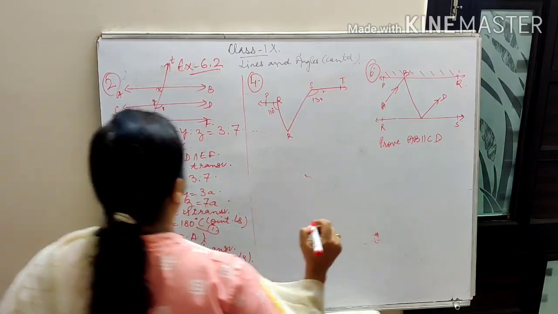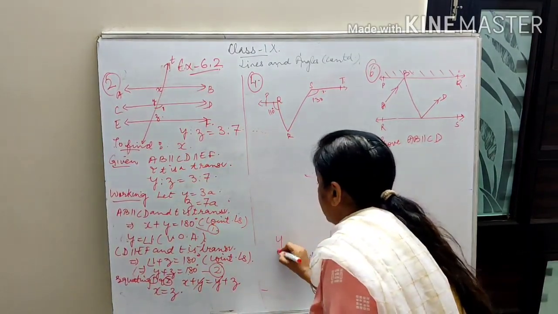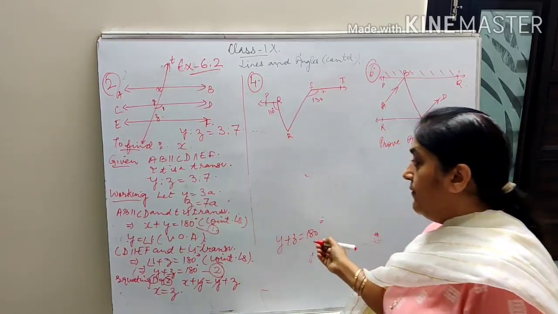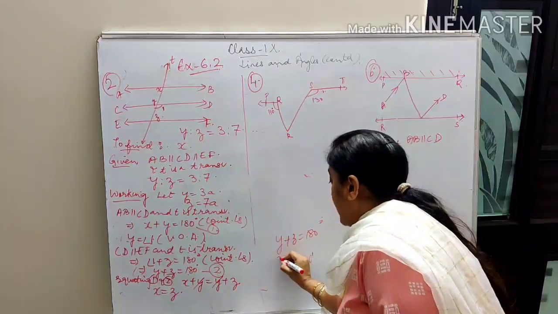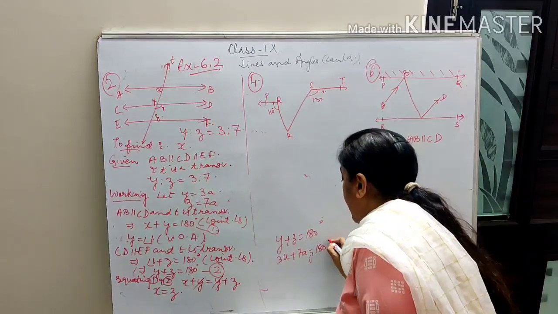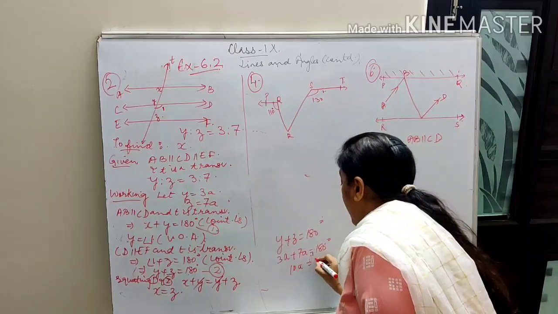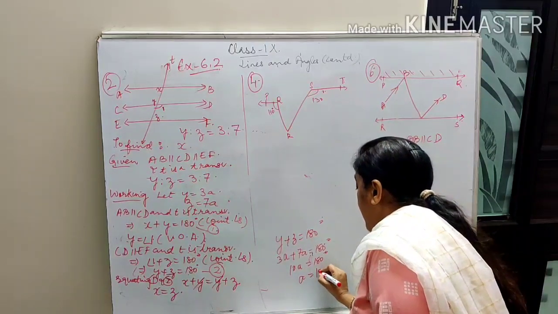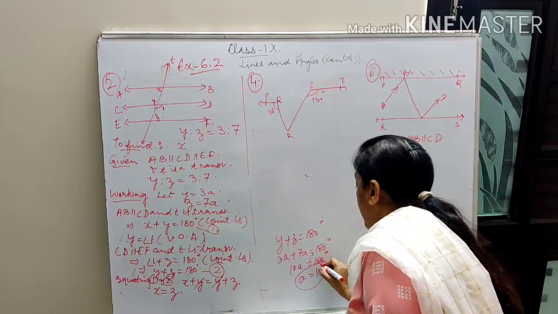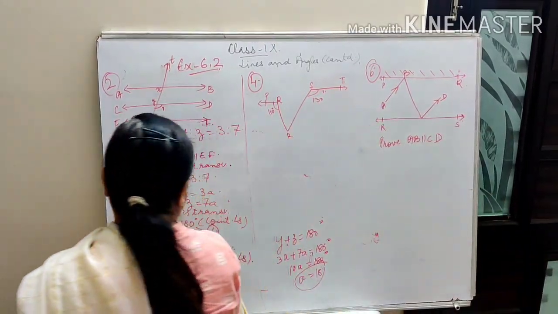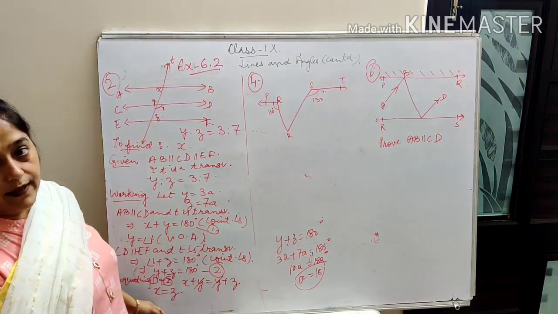Again solving from here. Y plus Z is equal to 180, so from here you find out the value of a. That is 3a plus 7a is equal to 180. 10a is equal to 180. This implies a comes out to be 18 degrees. What is a? A is 18. This is the second step, and then put the value of a in this equation.